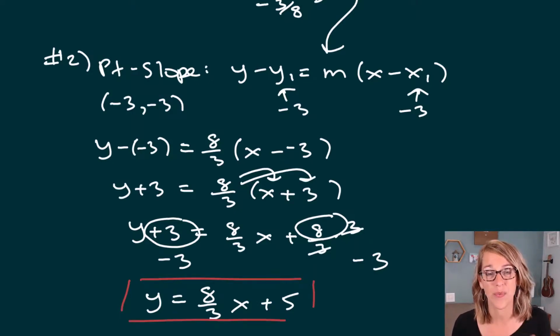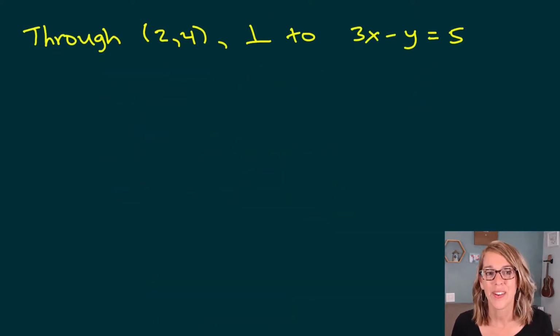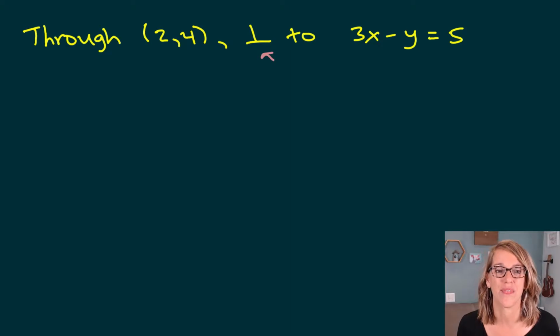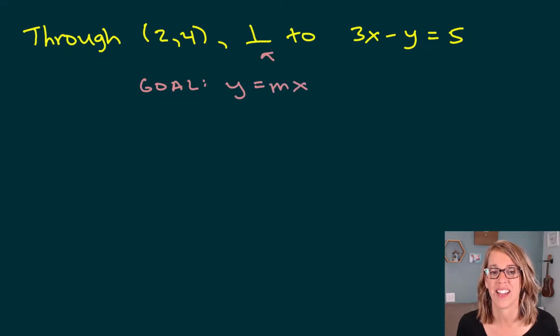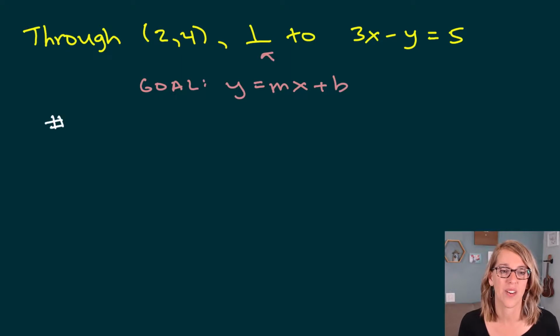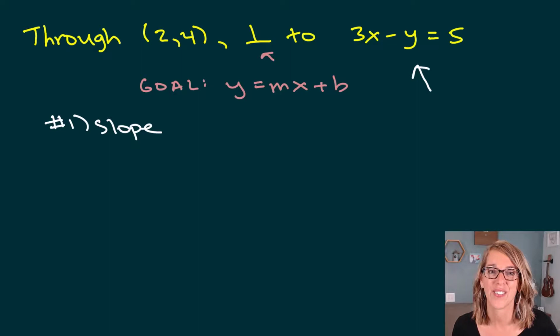I've got one more example for you. So in this one, I'm going to go through the point 2, 4, and my symbol here means perpendicular to 3x minus y equals 5. My goal is still slope-intercept form, so I want to end up with the equation of this line, mx plus b. Step number one, we got to find that slope. So step number one is the slope, but I'm given my line here in standard form.